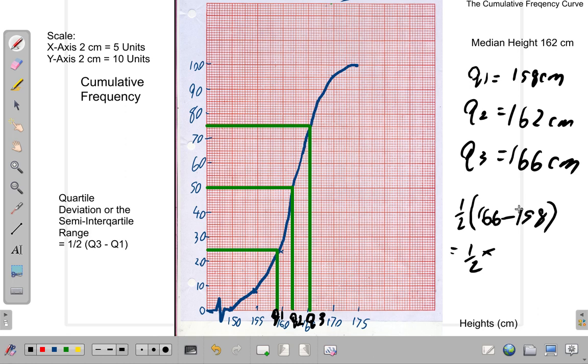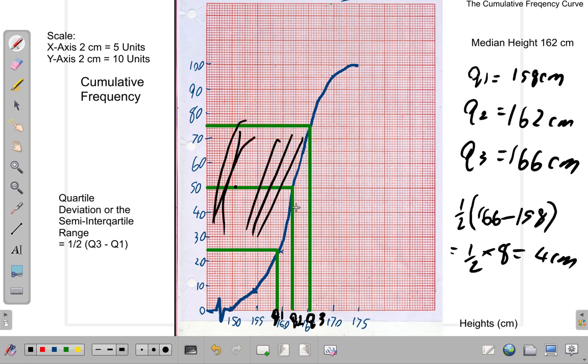Alright, half of 8 basically. So that is 4 centimeters. So you're covering this area and you're doing calculations with it.